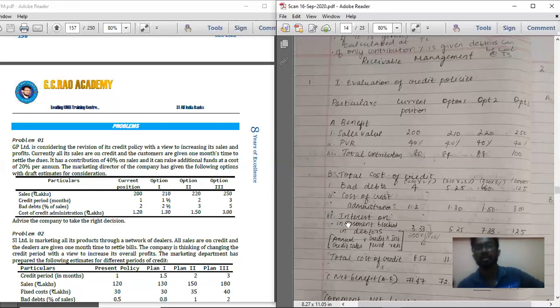Below that, put small Roman number 3: interest on investment blocked in debtors. Very important concept. Interest on investment blocked in debtors.